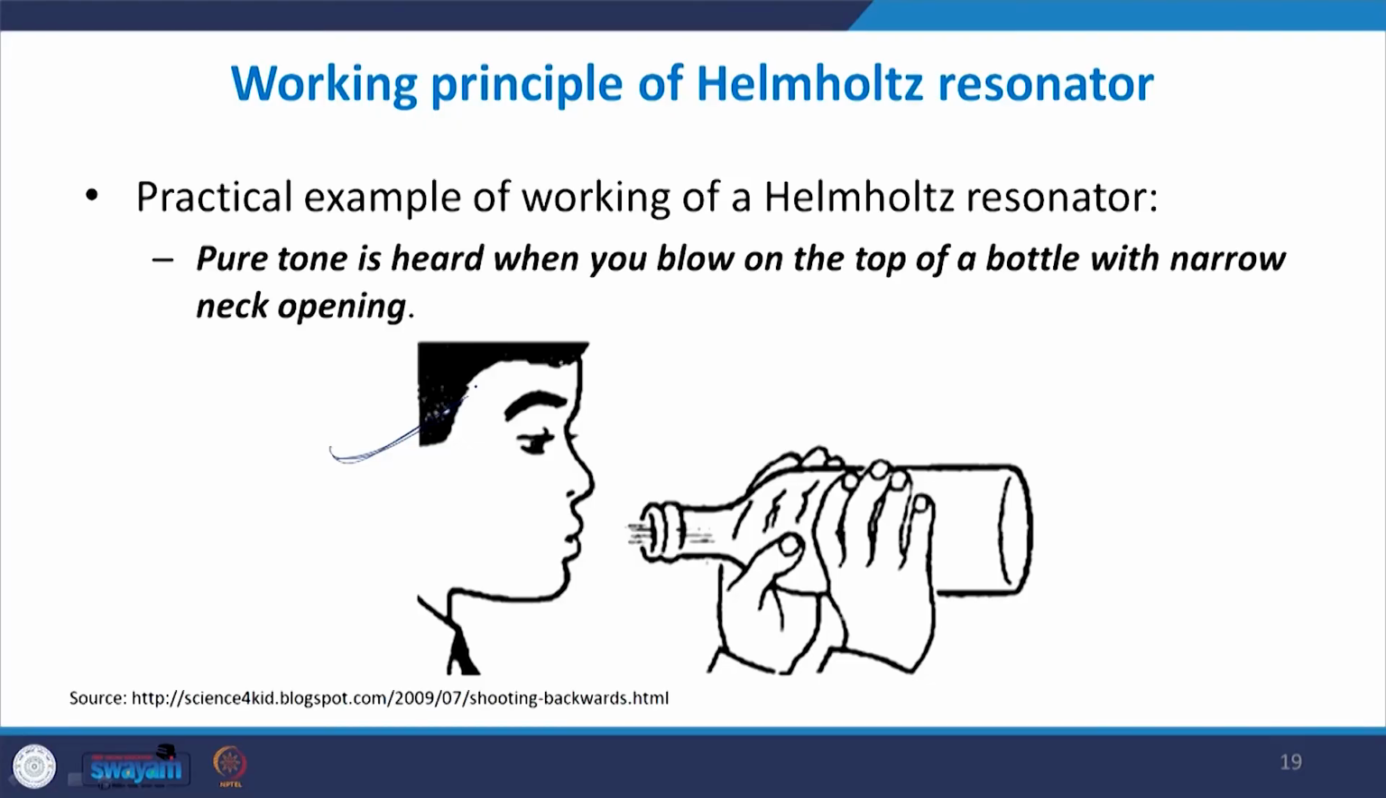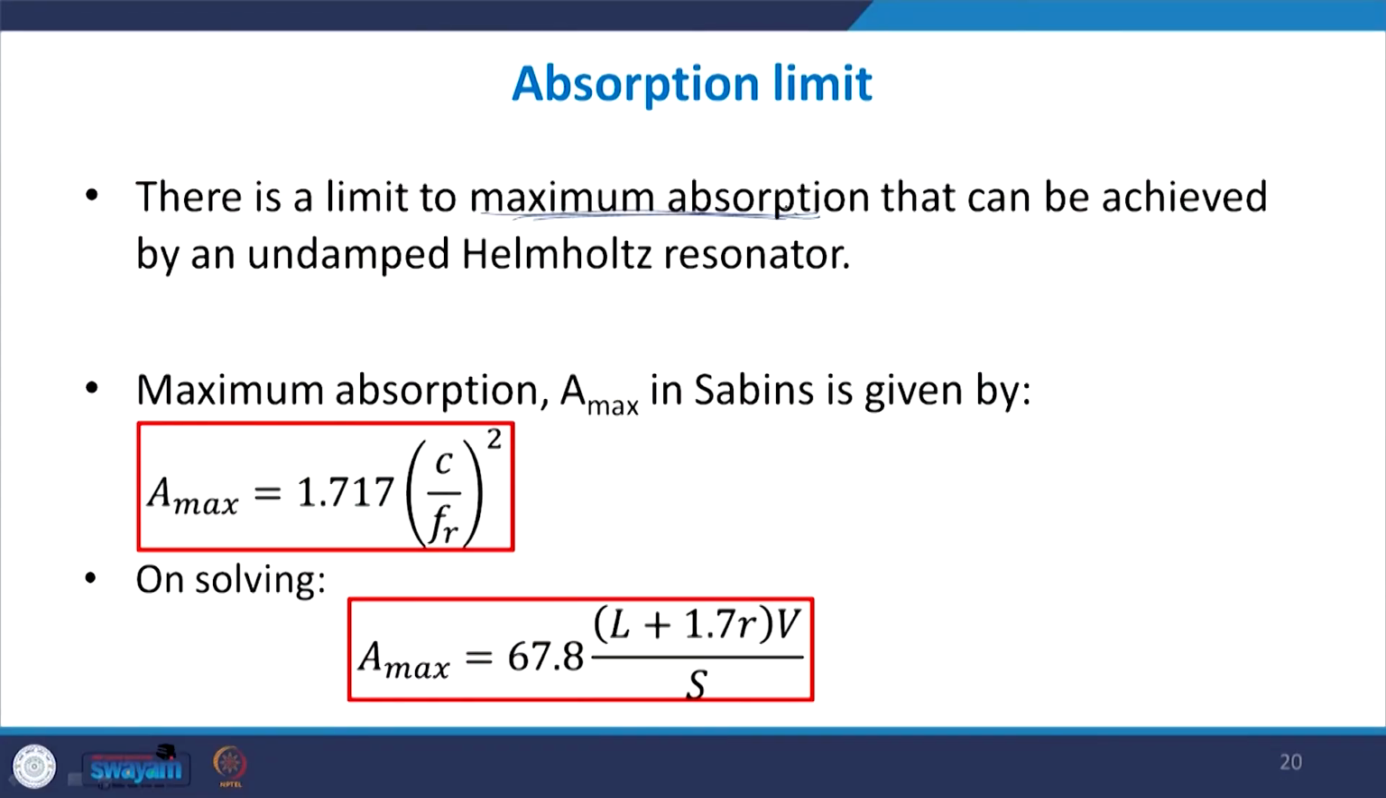So when you are blowing the air, what you are providing is a broadband excitation, but it is only at the natural frequency of the bottle that suddenly there will be large oscillations and the sound will propagate and you will hear a tonal noise. So this observation from daily life is based on the principle of the Helmholtz resonator. Okay, so lastly, for the absorption due to the Helmholtz resonator, there is always a maximum, and this is the value for the maximum absorption, which can be written as this if you solve for FR. So this is the value for the maximum absorption of a Helmholtz resonator.